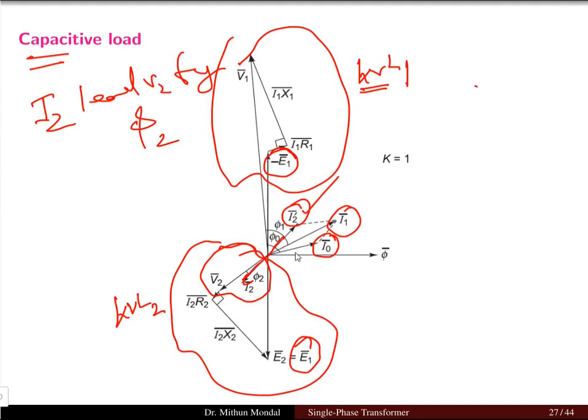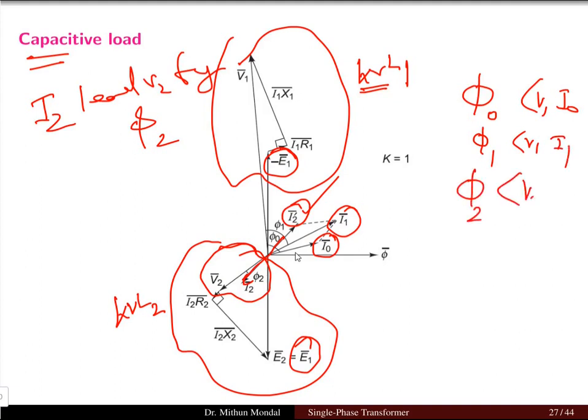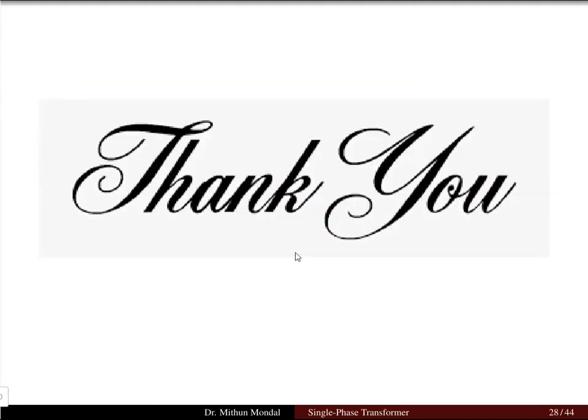So we will have phi naught as the phase angle between the voltage V1 and I0. Phi1 will be the phase angle between V1 and I1, and phi2 is the phase angle between V2 and I2. So these are the different power factor angles between the voltages and the currents. Once we know the phasor diagram and the KVL equation, we can draw the phasor diagram, write down the different losses, and find out the efficiency of the transformer, which we will see in the next lecture.